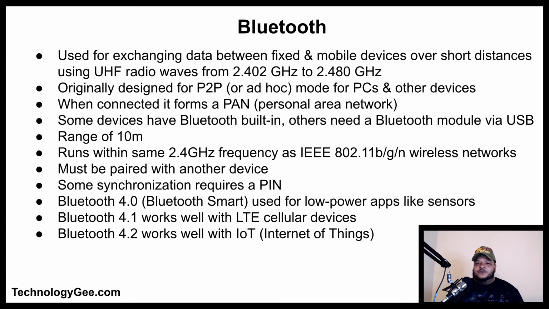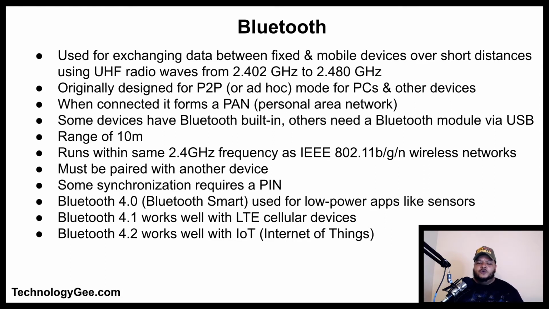Most Bluetooth devices have a range of 10 meters. Bluetooth runs within the same 2.4 gigahertz frequency used by the IEEE 802.11 b/g/n wireless networks, but uses a spread spectrum frequency hopping signaling method to help minimize interference. Before a Bluetooth device can work with your computer or mobile device, it must be paired with the device. To connect the Bluetooth device to a mobile device, Bluetooth needs to be enabled. Then the Bluetooth device needs to be synchronized, paired, or linked to the mobile device. Sometimes the synchronization process requires a PIN code. Once it is synchronized, the device can be connected.